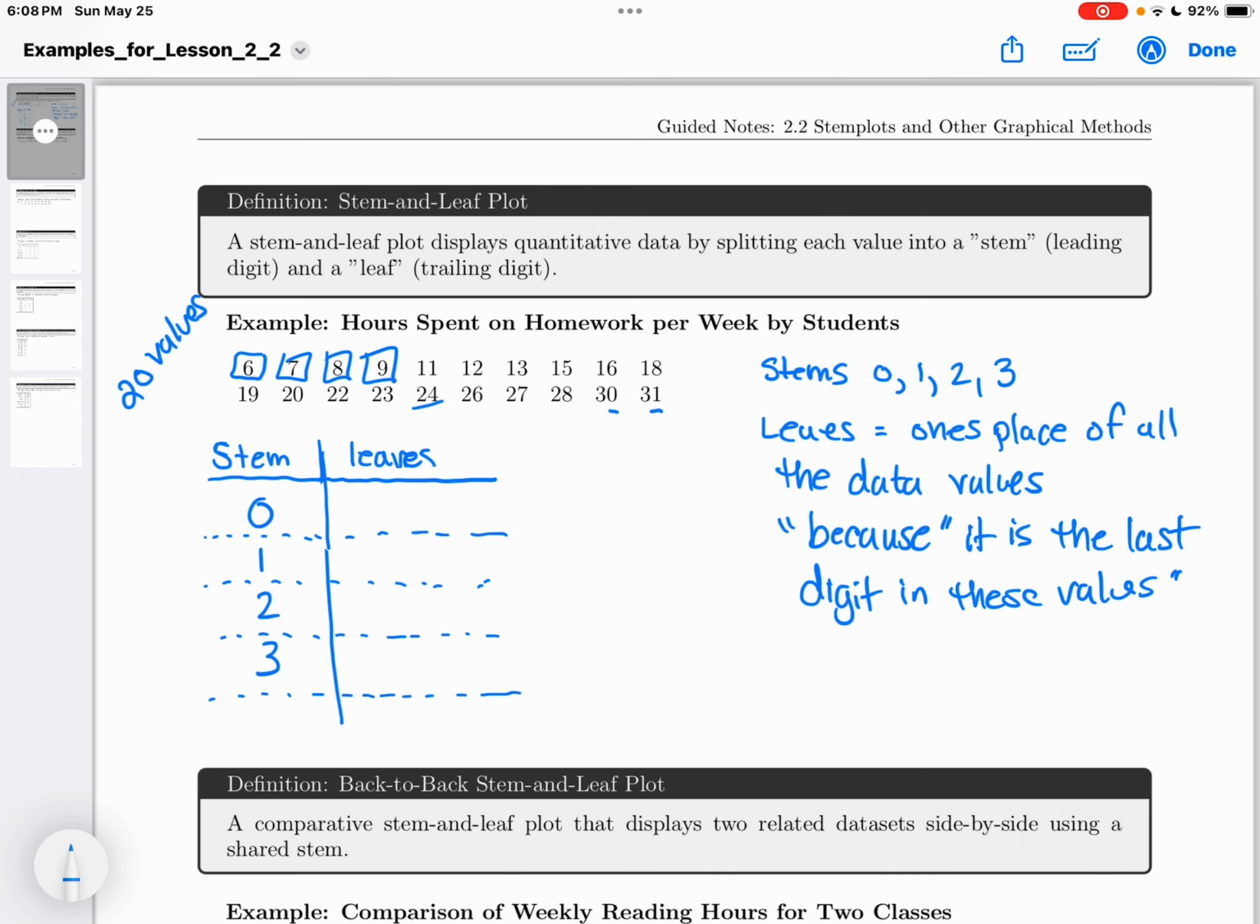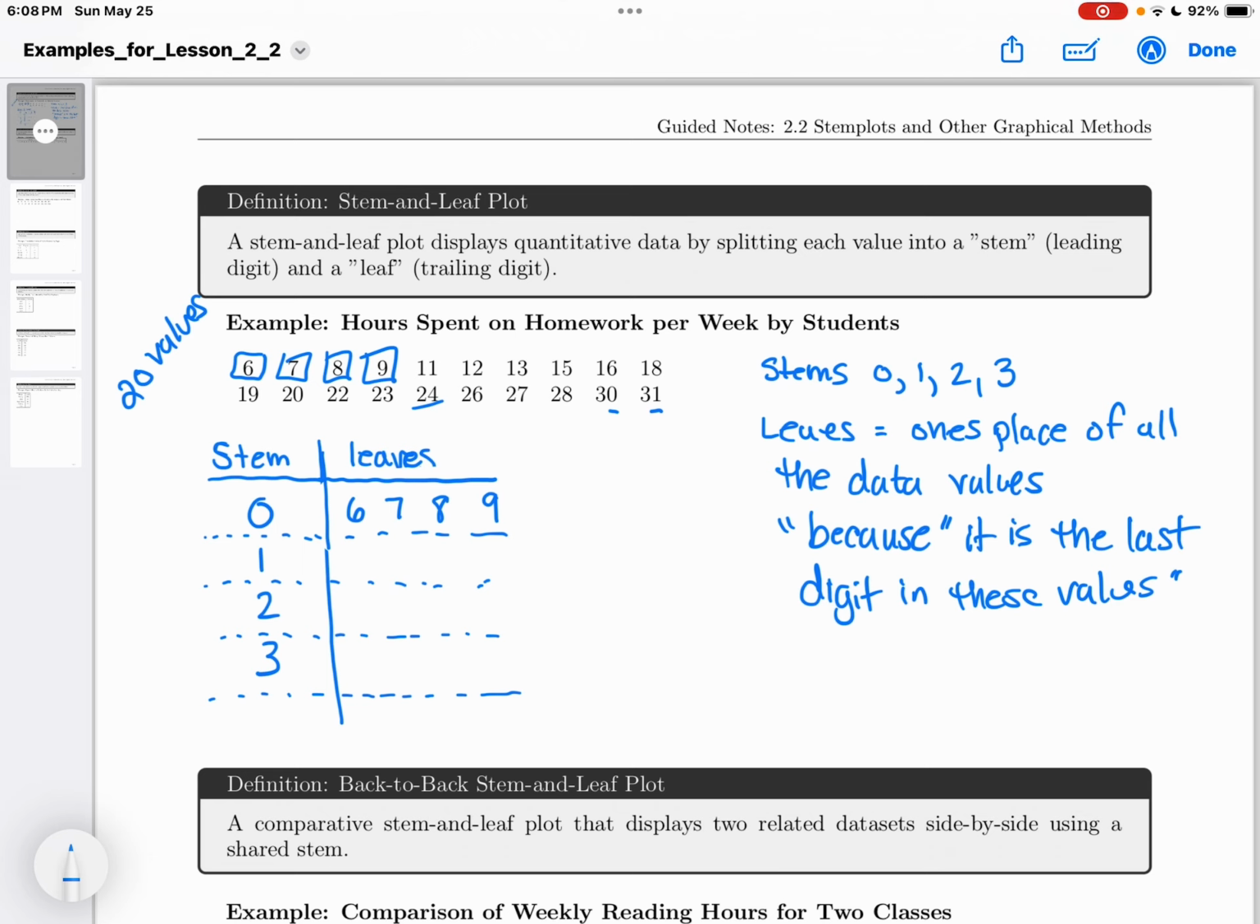So these are already in order for us, so this makes it nice. So we have 6, 7, 8, 9. Now, if I had 2 9s in the data set, I would most definitely put 2 9s in my stem row for 0. I want to make sure that even if I have doubles, they go in here.